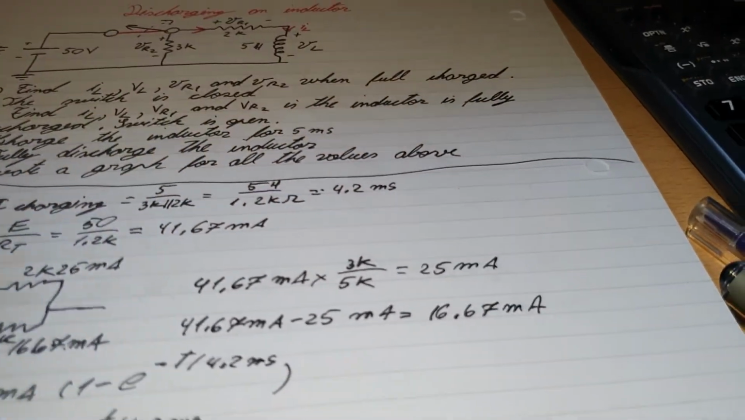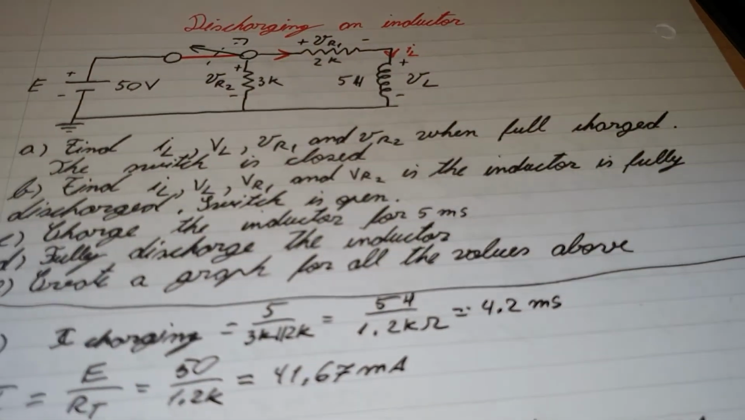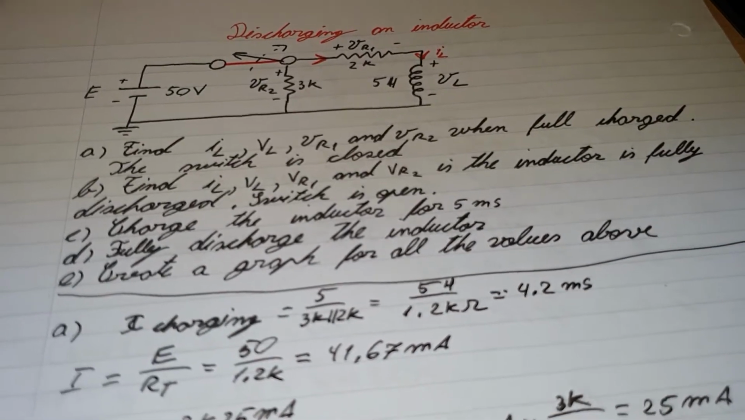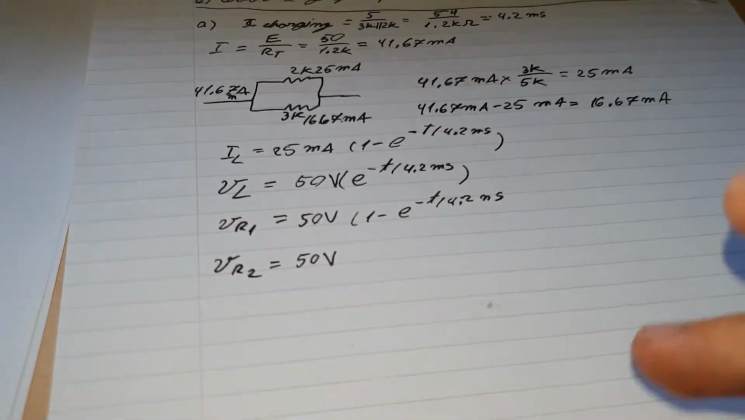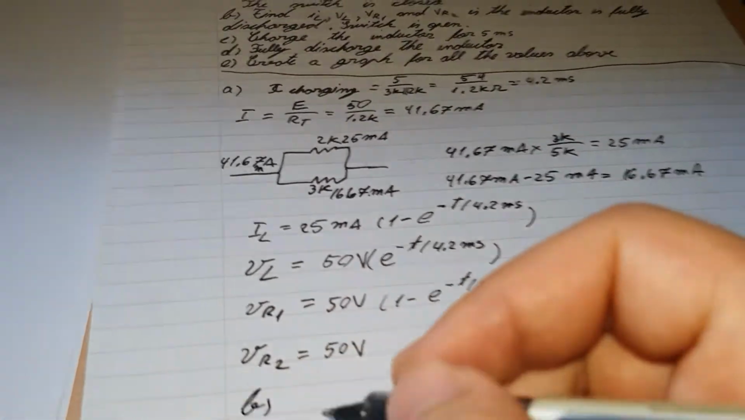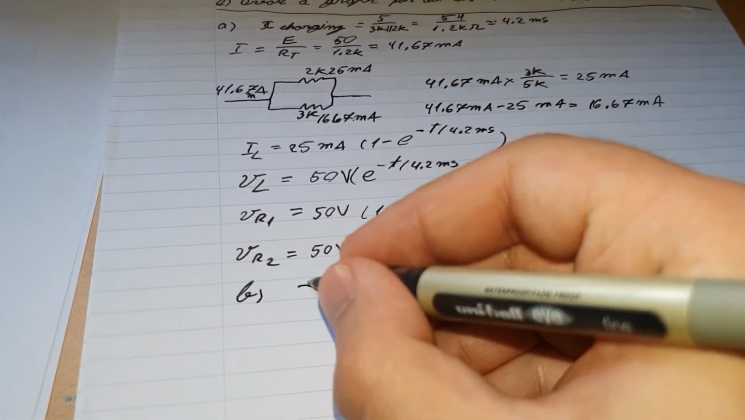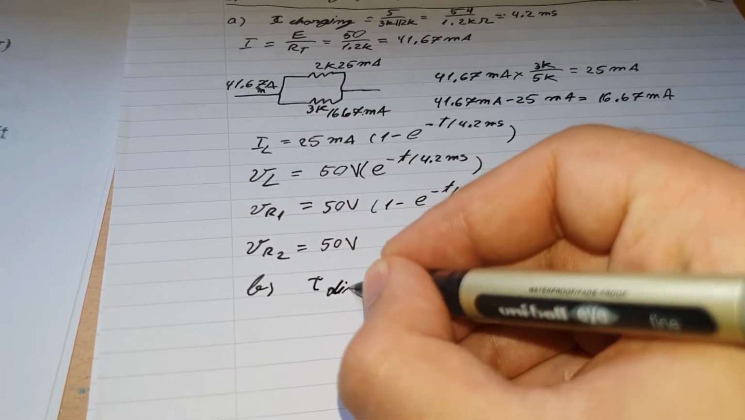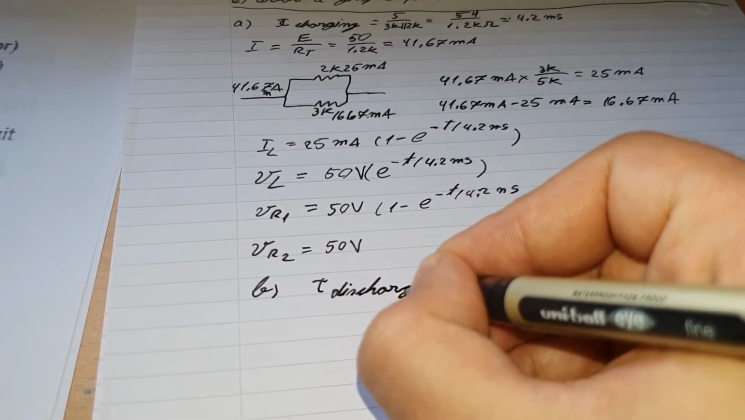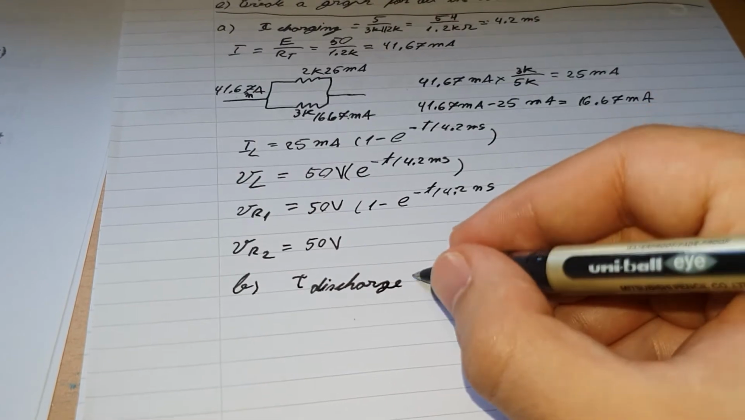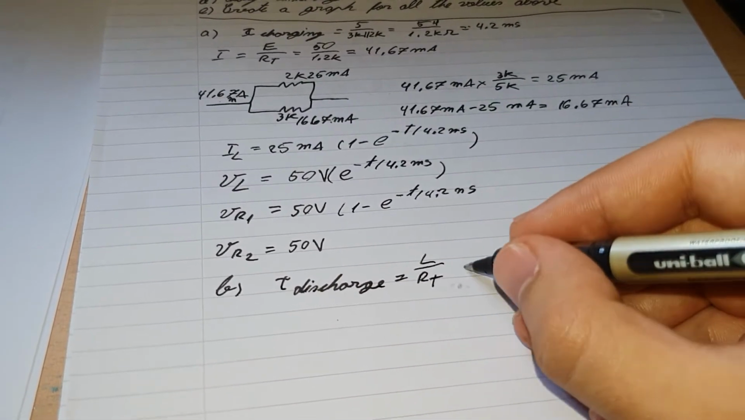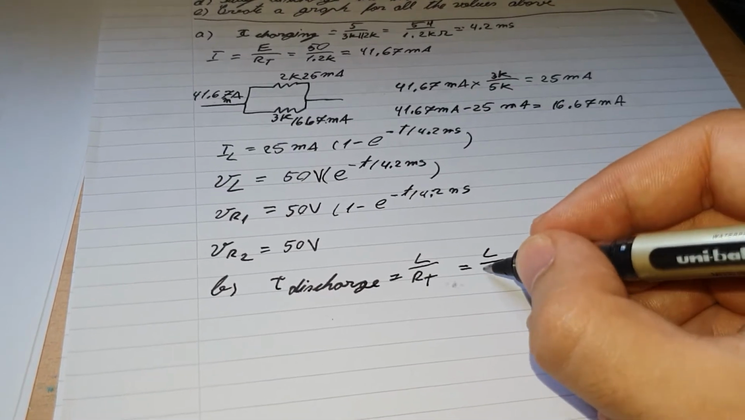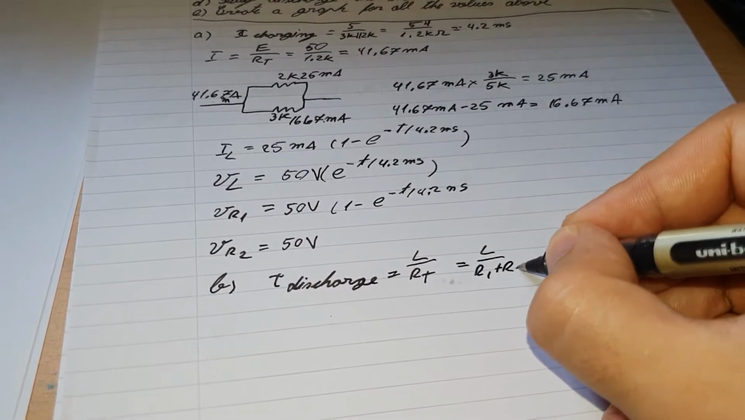Now we need to do B. And B asks us for the same values, but this time when they are fully discharged. So now we again need to start by calculating the time constant, but this time for the discharge. So the time constant in discharge will be equal to the inductor L divided by the R total, the total resistance, and this time it will be equal to R1 plus R2.